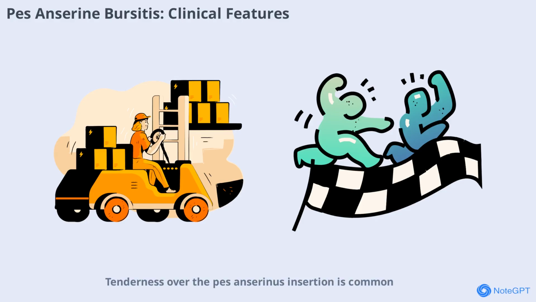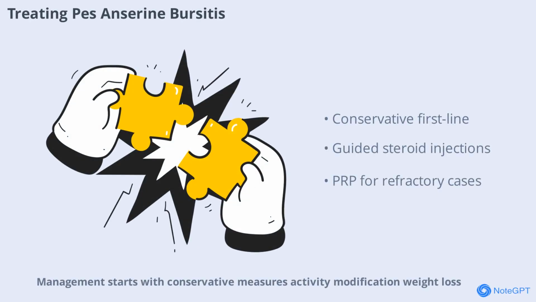Tenderness over the pes anserinus insertion is common, sometimes with warmth or swelling. This condition often coexists with medial knee osteoarthritis and is more frequent in women. Ultrasound findings may be absent, but guided injections confirm the diagnosis and provide relief. Management starts with conservative measures: activity modification, weight loss, NSAIDs, ice, and physical therapy focusing on stretching and strengthening.